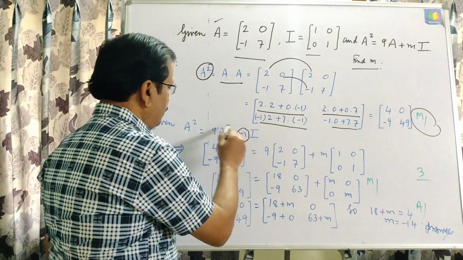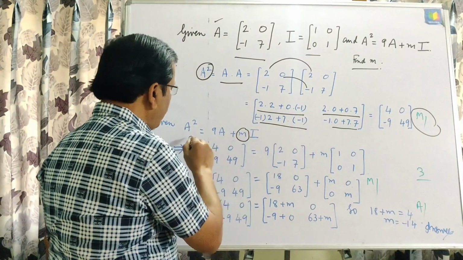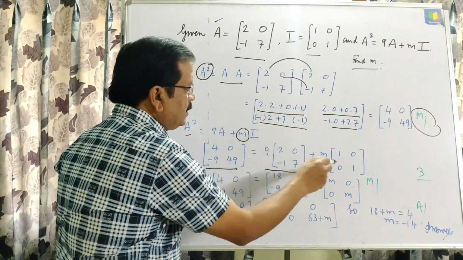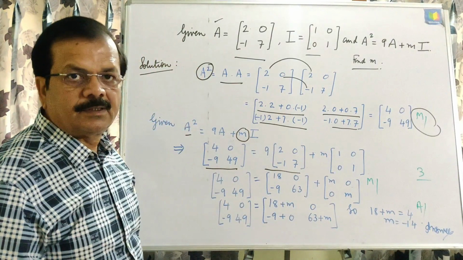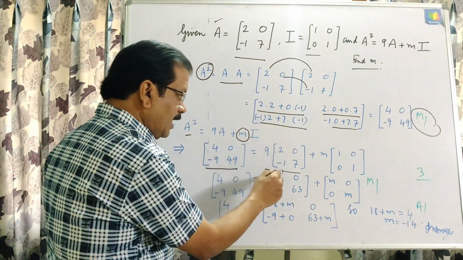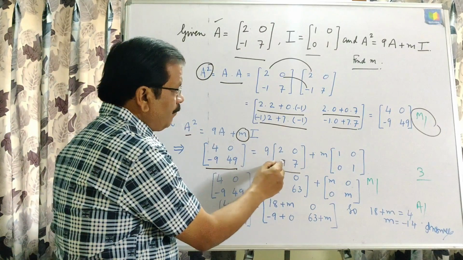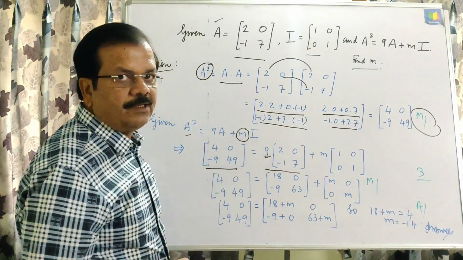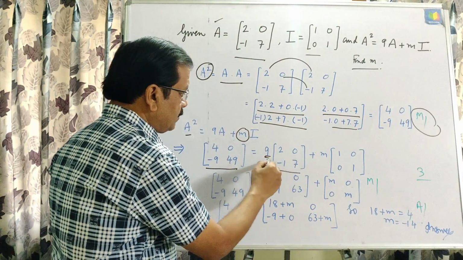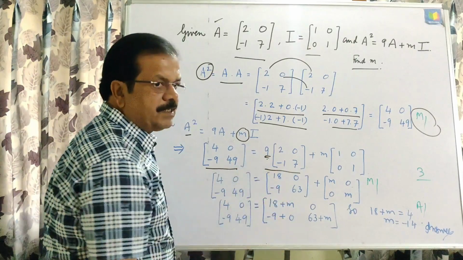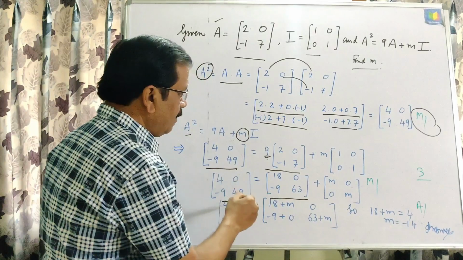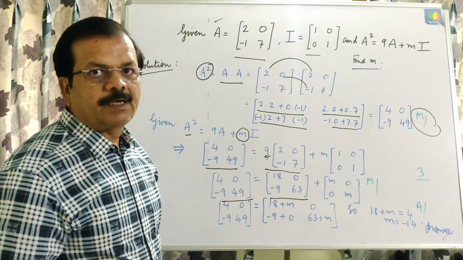Now next, given A square is equal to 9A plus mI. Find the value of m. Substituting this value, A square is equal to 9A plus mI. I is the unit matrix. Substituting in the given expression, then this is scalar multiplication of a matrix with a scalar quantity or any real number. 9 times 2 is 18, 9 times 0, 9 times -1, 9 times 7. Each element will be multiplied as we know, this plus this, and then after we will add or subtract.